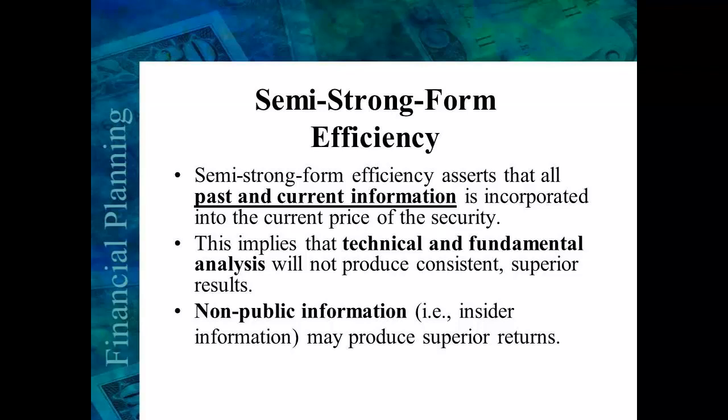Semi-strong efficiency asserts that all past and current information is incorporated into the current price of the security. This implies that technical and fundamental analysis will not produce consistent superior results. Because this form of efficiency is focused on past and current information, non-public information, i.e. insider information, may produce abnormal returns.